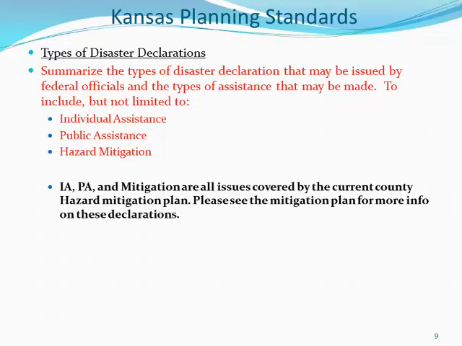However, individual assistance, public assistance, and specifically hazard mitigation are all issues that are talked about in the county's hazard mitigation plan. And so it's okay to reference that county hazard mitigation plan because I believe everyone has one right now as of the recording of this video. Everyone has a current plan or will be having a current plan. So you can either go there and get that information and drag it out and put it in the system, or you can just reference that it's in the mitigation plan and that's where it lives.